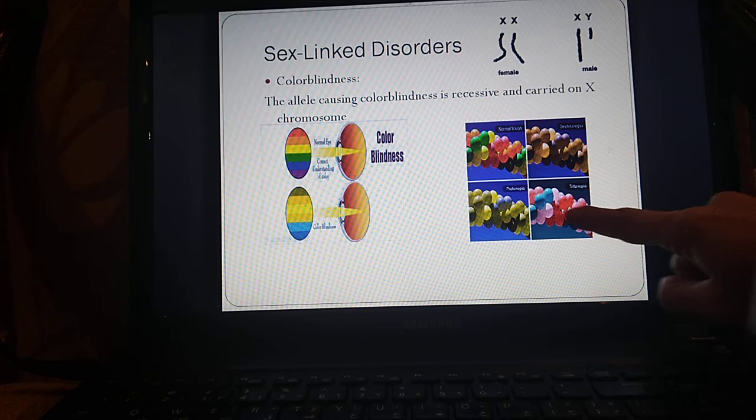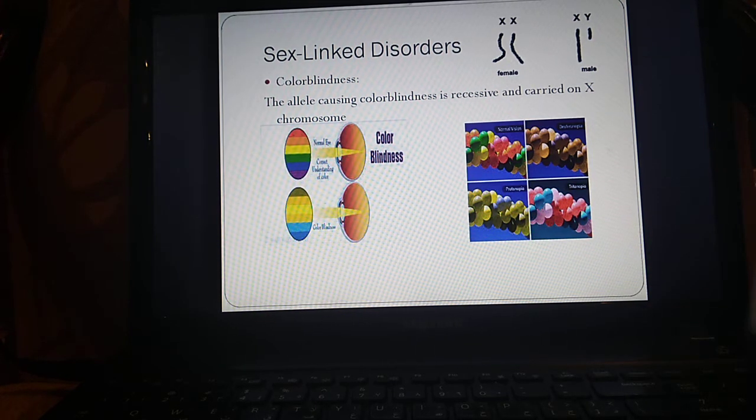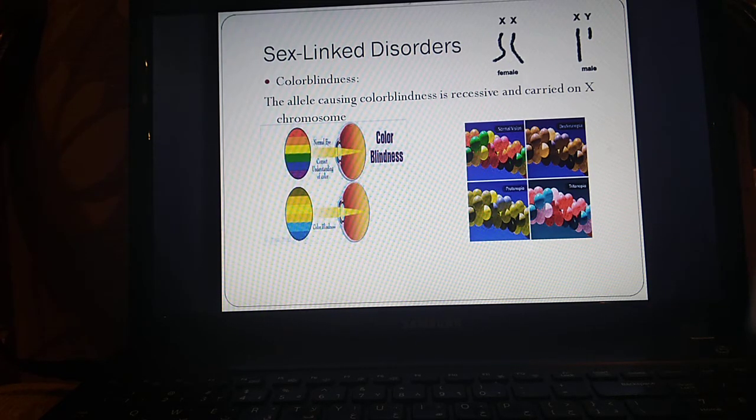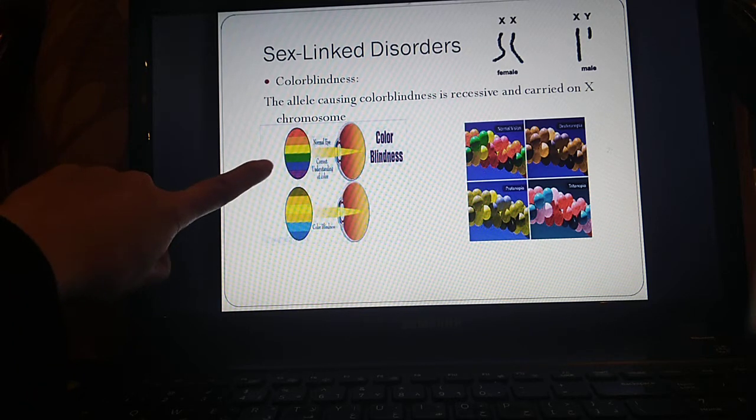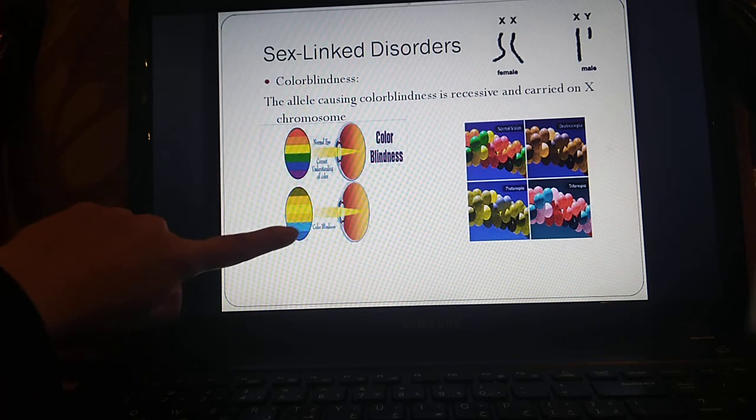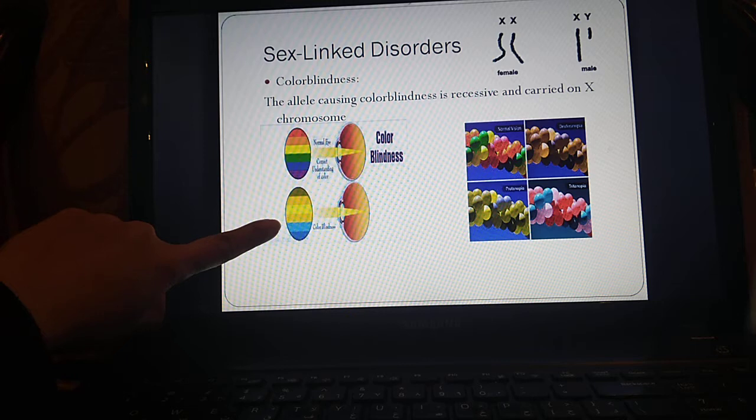Here are 3 different cases of color blindness. Each one of them will see the colors differently. And this is what they actually see. Here's another picture which shows us the normal person's vision and the colorblind vision.